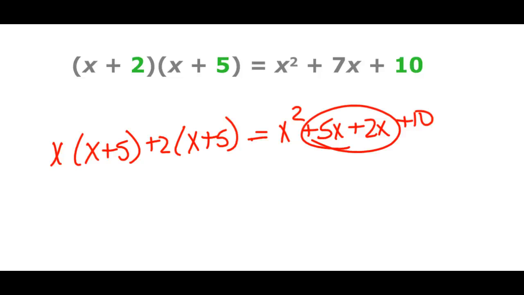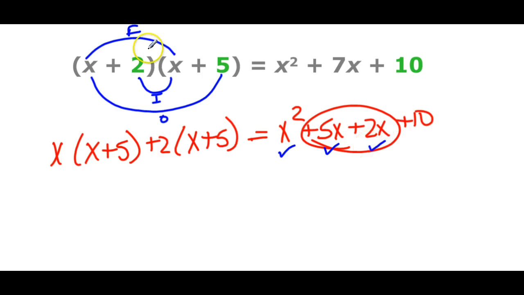With FOIL, we just had a cute little acronym. First, 2 together, which gives me x squared. My outer 2 together, which gave me my 5x. The inner 2 together, which gave me the 2x. And the last term here times the last term here, which gave me the 10. Can you see that they're the exact same thing? And then the outers and the inners normally added together to give you this. Okay, this was F. This was the O and the I combined together, and this was the L.